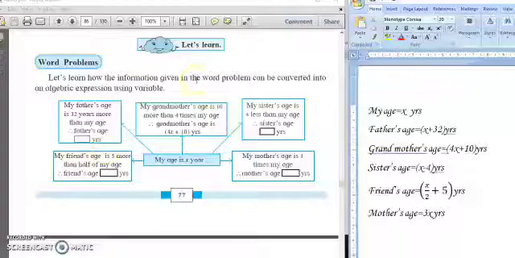We are studying chapter number 12. From that, now we have to start word problems. Means that you are given some information and you have to convert this information into mathematical form. So let us learn how the information given in the word problem can be converted into an algebraic expression using one variable. You have to use here one variable and then you have to convert the given information into a mathematical equation.